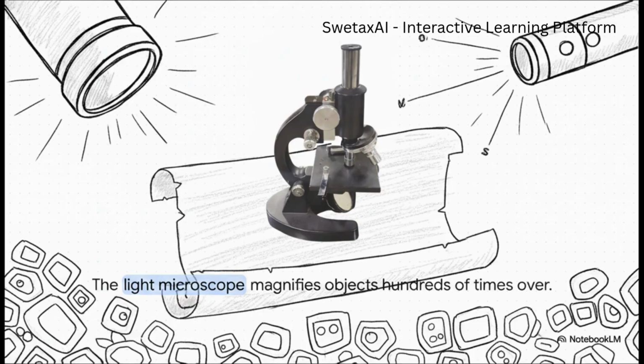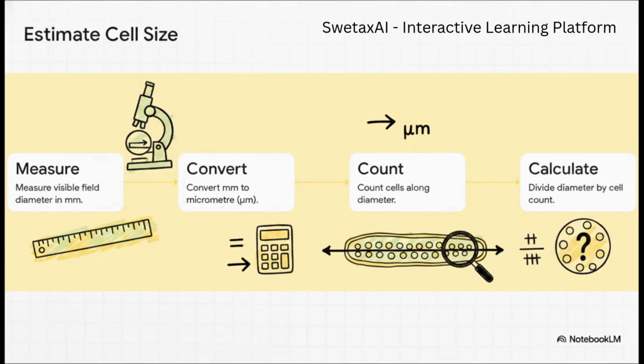And the crazy part is, you don't even need a supercomputer to measure these microscopic things. It's actually a pretty clever trick. You just take the total diameter of your microscope's field of view, let's say it's 5,000 micrometers, and you count how many cells fit perfectly across that line. If you count 25 onion cells, you just do some quick division, and boom, you know each one is exactly 200 micrometers wide. It's just a brilliantly simple way to map out an entirely invisible world.